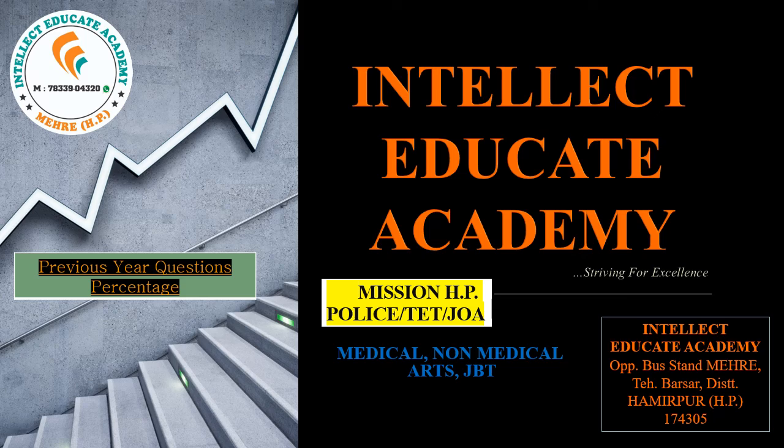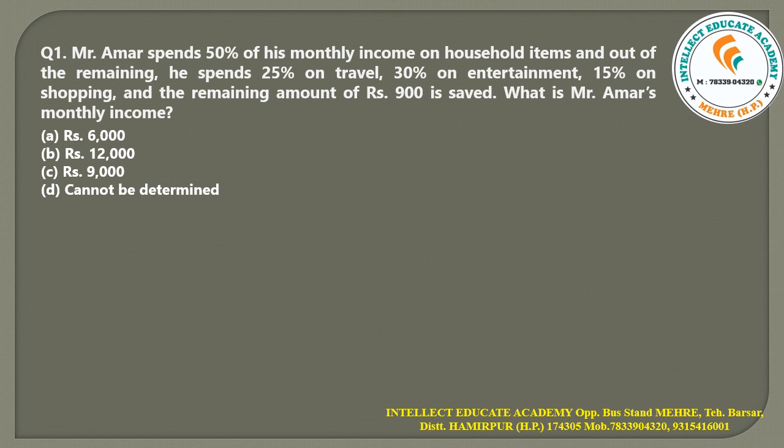So let's get started. In this question, what is given is Mr. Amar spent 50% of his monthly income on household items, and out of the remaining, he spends 25% on travel, 30% on entertainment, 15% on shopping, and the remaining amount is 900. So we are supposed to find what is his monthly income.